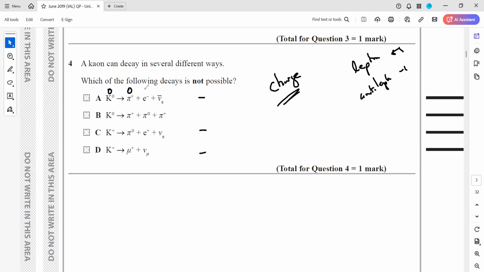Then electron. Electron is a lepton. Its lepton number is +1. And anti-electron neutrino is an anti-lepton, so it is -1. So lepton number is conserved. So this is possible.